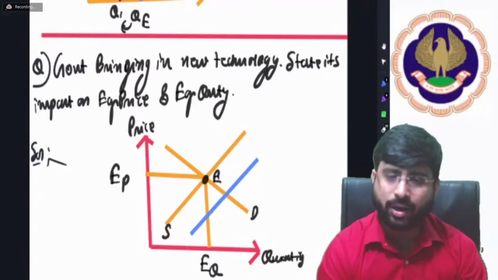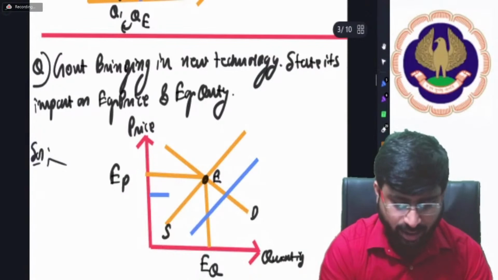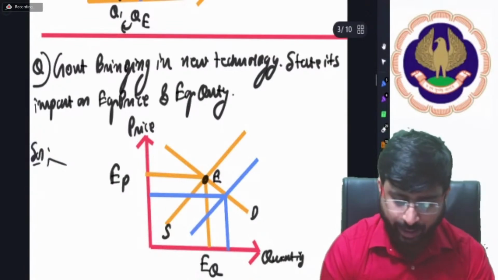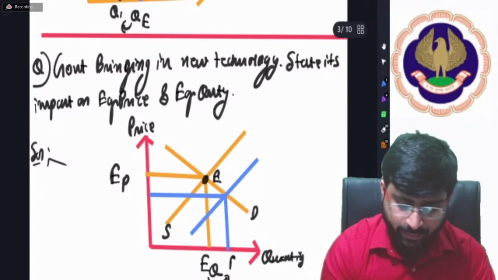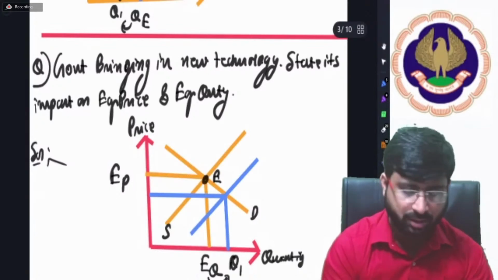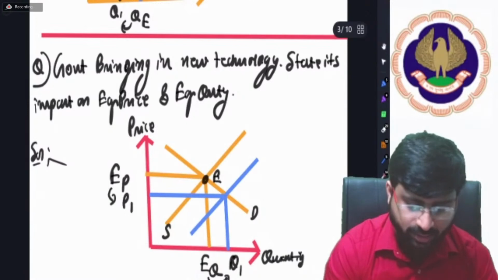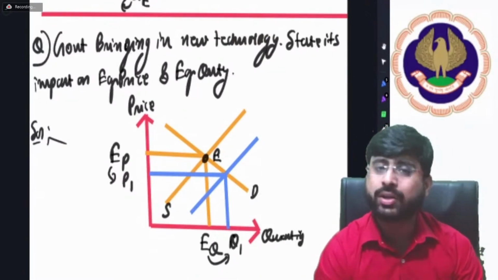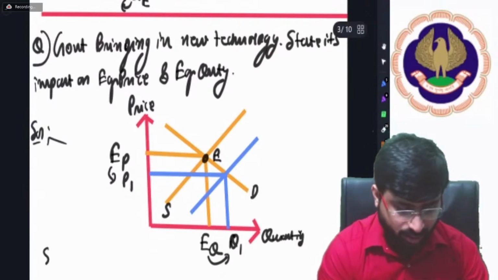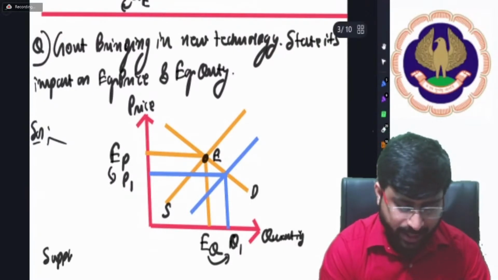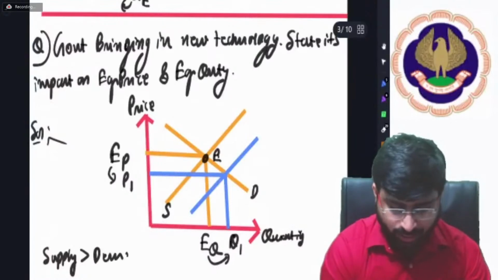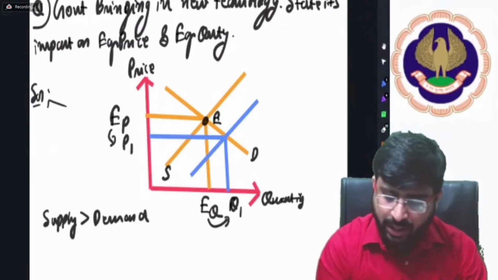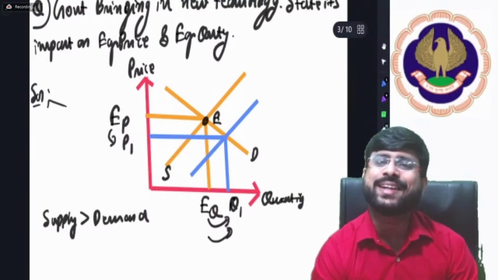Friends, as soon as you have a rightward shift in the supply curve, you see the intersection is taking place here. So you see what is happening to equilibrium quantity. Equilibrium quantity has risen, equilibrium price has fallen. Acha. Why? Because you see what is happening here. Supply is greater than demand. Okay, so supply is greater than demand means quantity is rising, and so equilibrium quantity has risen.